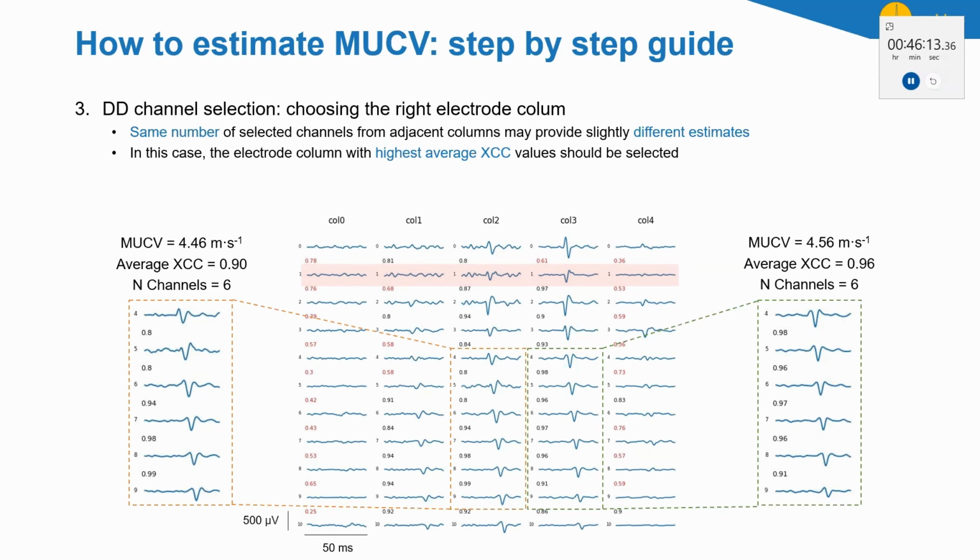So in both cases, we have selected 6 channels from adjacent columns. And we get an average value of conduction velocity of 4.46 versus a value of 4.56. So slightly different. What do we do here? In this case, we select the column and number of channels with the highest cross-correlation coefficient. So in this case, it would be the 6 channels from column number 3.